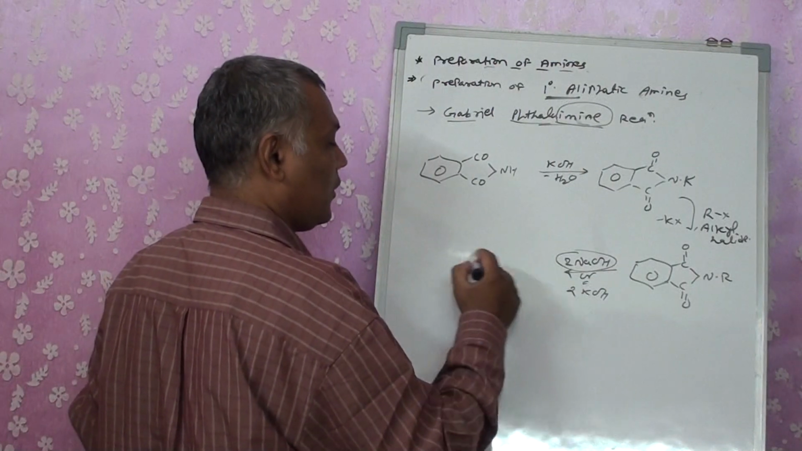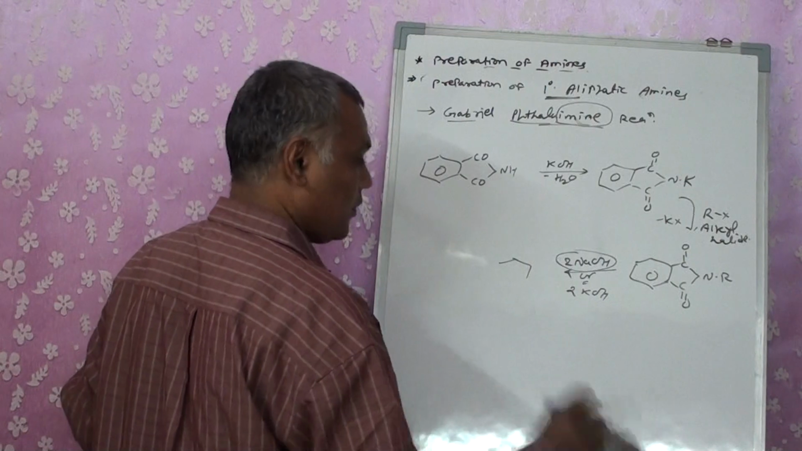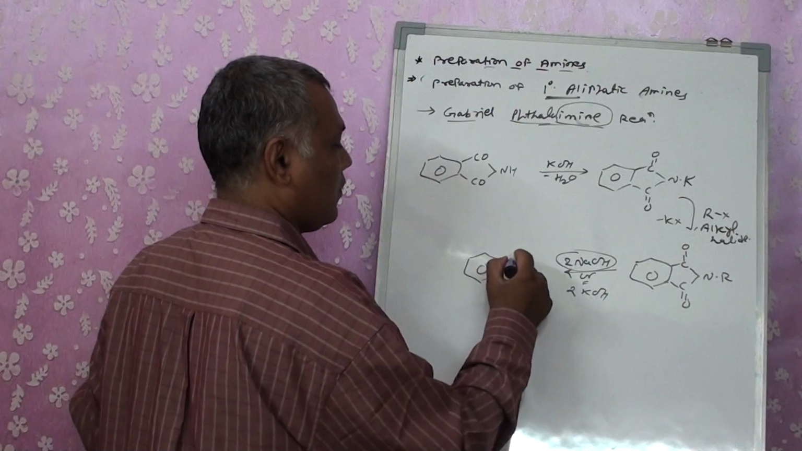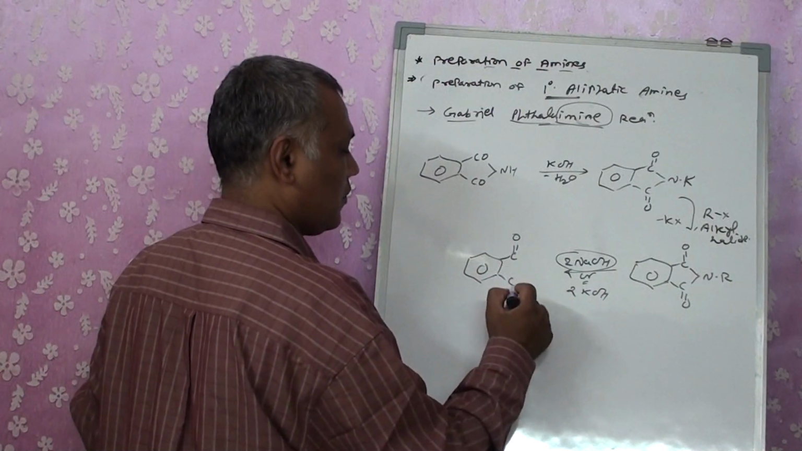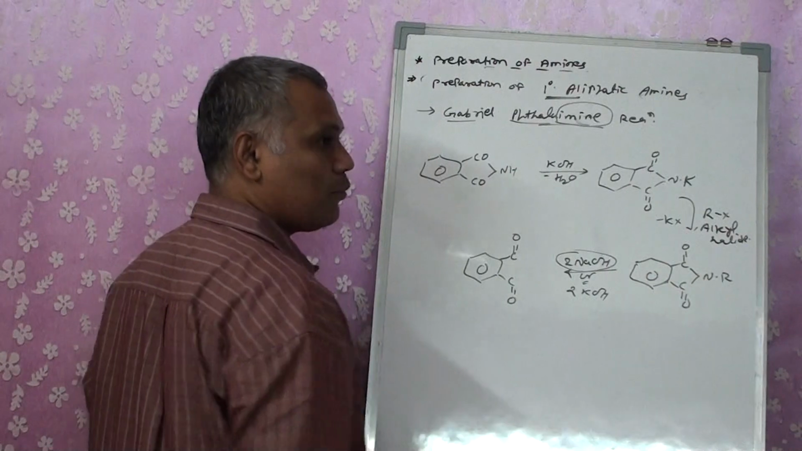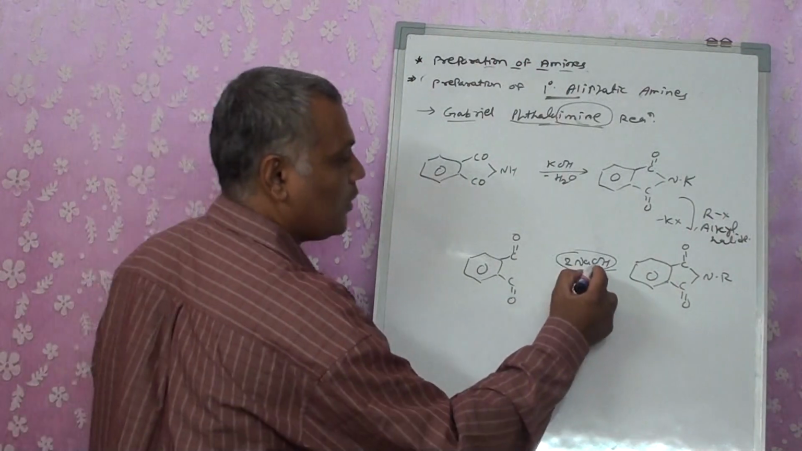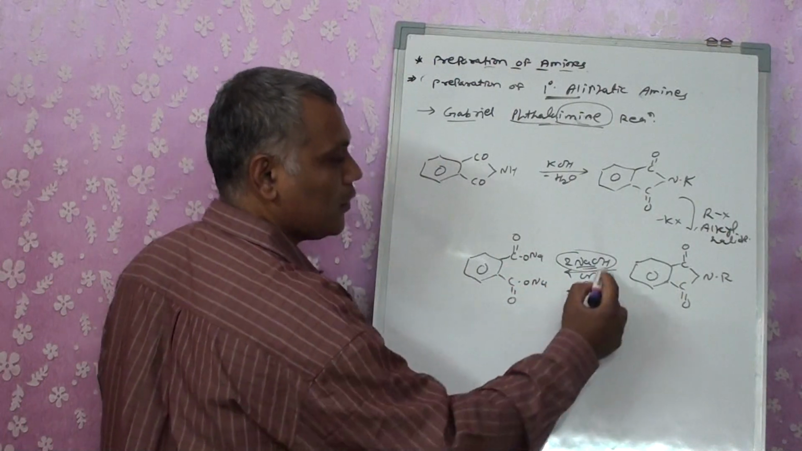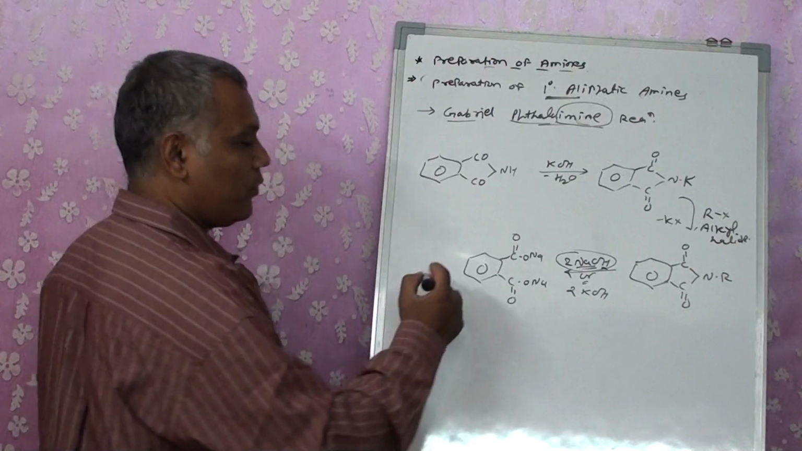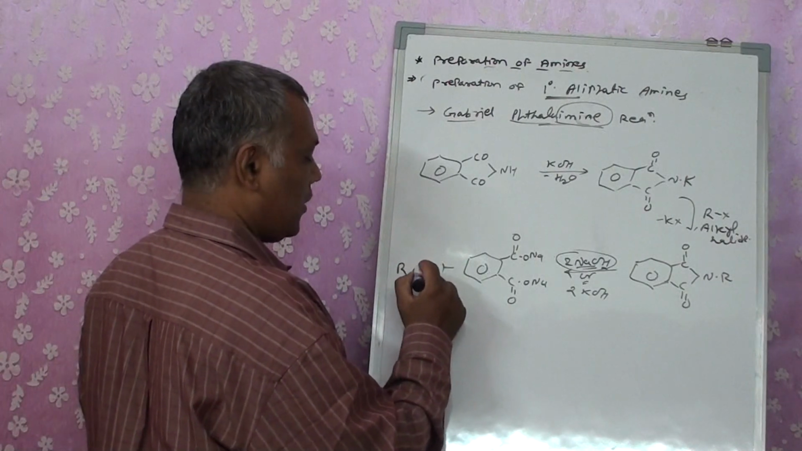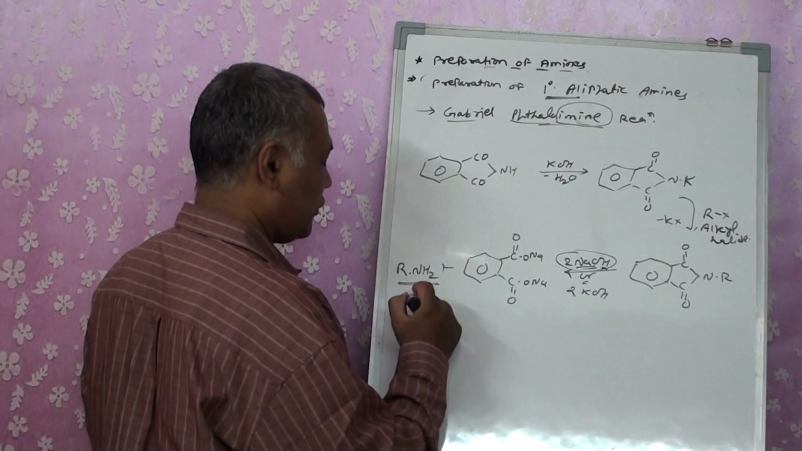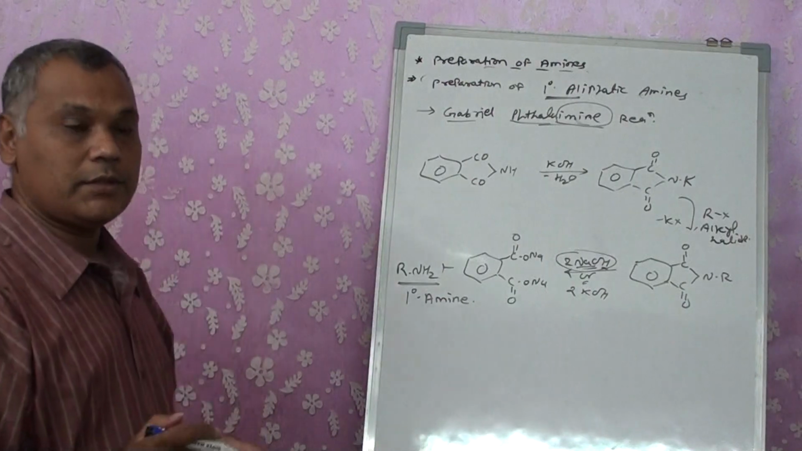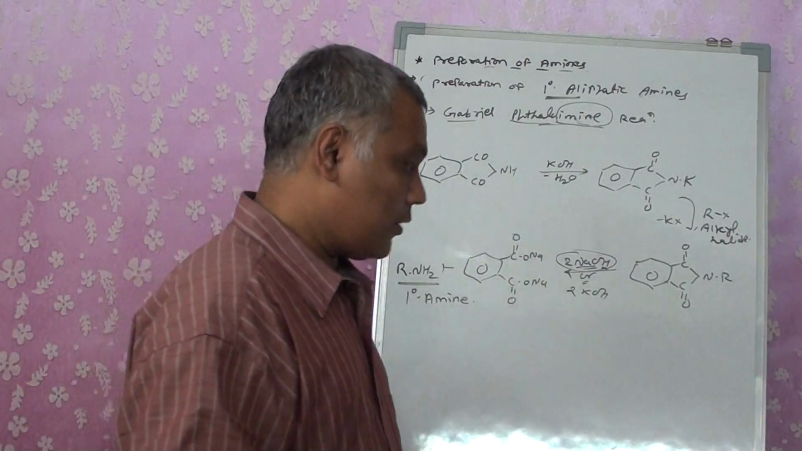What will happen? Both the bonds will be broken from here, giving ONa. So that means 2 hydrogens are left out. That reacts with it, giving RNH2, producing primary amine. It produces primary amine, right?